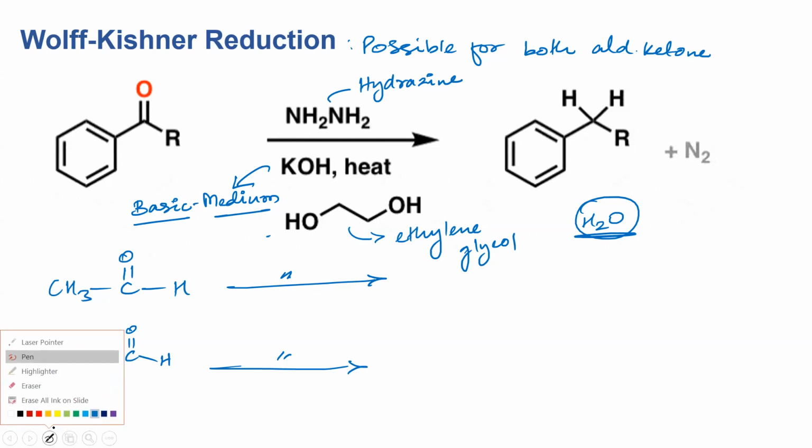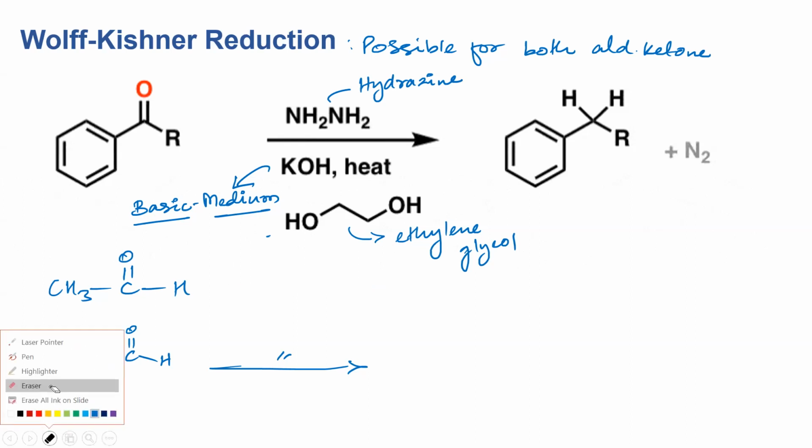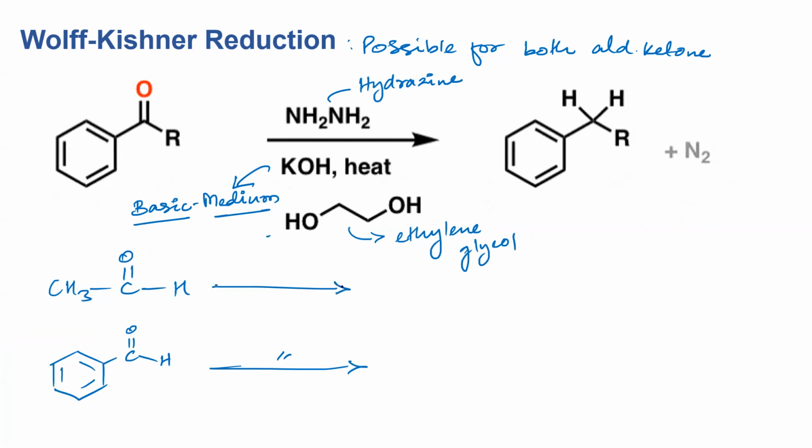If you start to study chemistry in college, then you will be asked why ethylene glycol is used in Wolff-Kishner reaction but not water. Then you have to answer that in Wolff-Kishner reaction, we have to heat this up to 200 degrees Celsius, and water boils at 100 degrees Celsius. So if we use water, the water will be boiled off before the reaction is even completed. Hence, we use a high boiling solvent like ethylene glycol to easily get to 200 degrees Celsius.